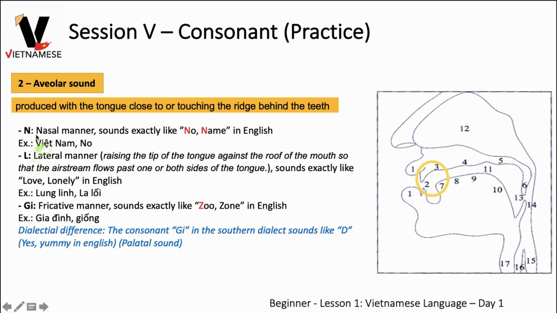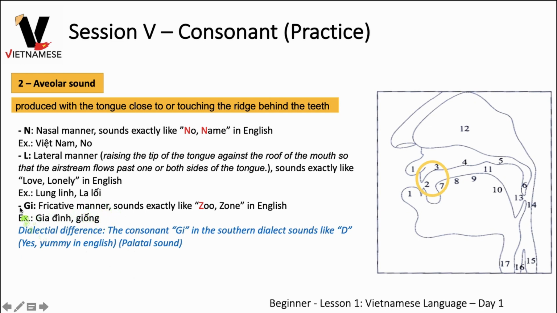Okay. The next one is n. This sounds exactly like no or name in English. For example, Vietnam, or na. And the next one, l. This sounds exactly like love or lonely in English. For example, lung linh, or la lối.